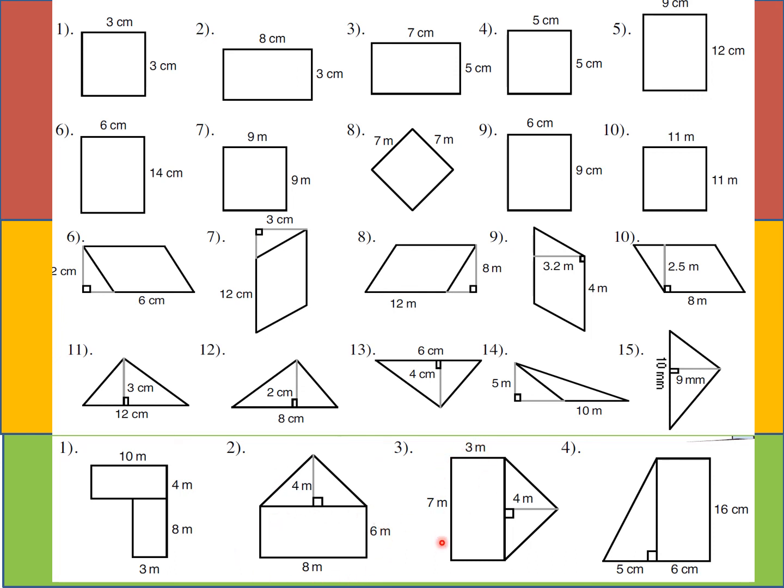And here you need this rectangle and this triangle added together. And then this triangle and that rectangle. You need each of their areas and you need to add them up.